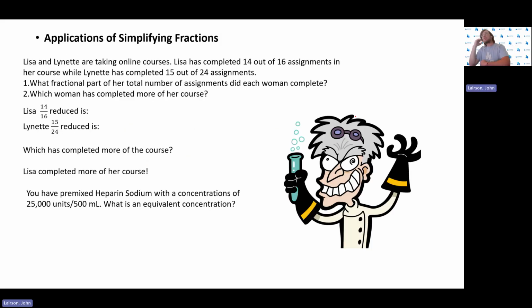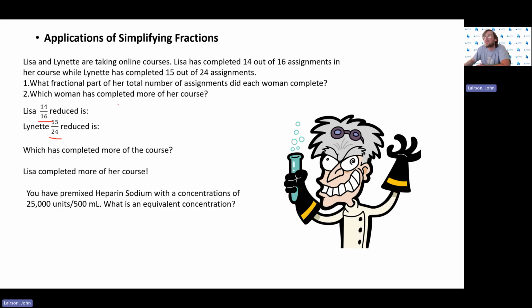Applications of simplifying fractions. So we've got this word problem. Lisa and Lynette are taking courses online. They've completed 14 out of 16 assignments in her course, and Lynette's 15 out of 24. What fractional part of her total assignments did each woman complete? The idea is to be able to compare how much of each one they completed. They need to have the same bottom, which we'll talk about a little bit later. But the way this problem is designed is that when we simplify these fractions, they will have the same bottom, and it'll be clear.